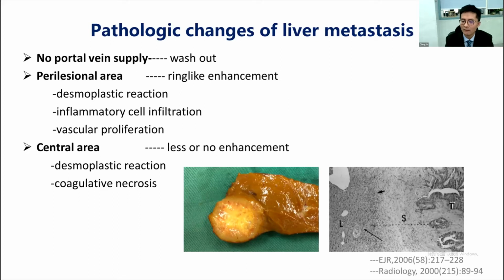desmoplastic reaction, inflammatory cell infiltration, and vascular proliferation are found in the peritumoral area. High microvascular density in this area corresponds to the ring-like hyperenhancement of the liver metastasis. Third, in the central area of the liver metastasis, we may find desmoplastic reaction and coagulative necrosis. This is why, in some cases, we find less or no enhancement in the central area of liver metastasis.